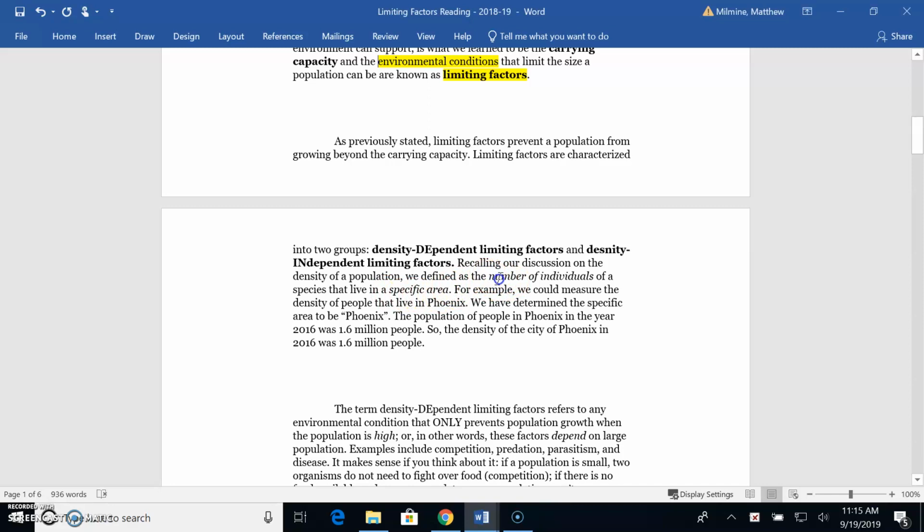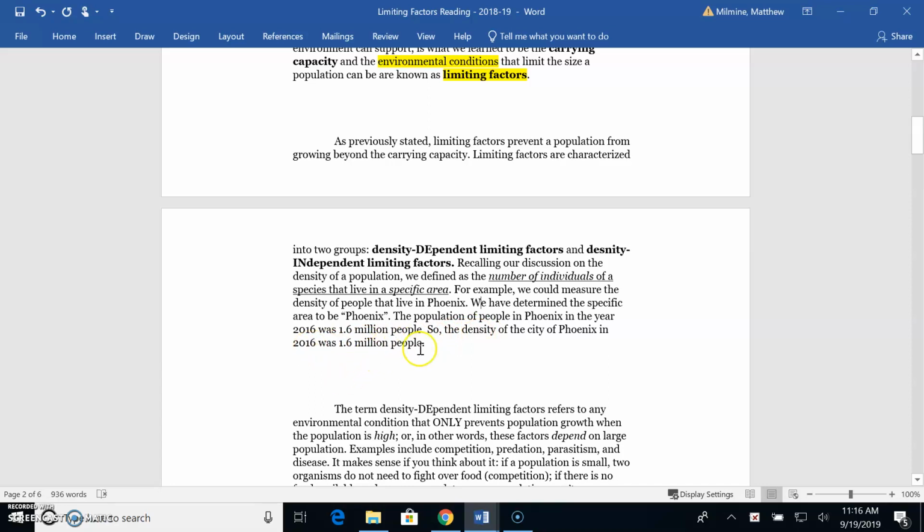Actually, right there, that's our definition of density. For example, we can measure the density of people that live in Phoenix. So how many people live in Phoenix? We have determined that the specific area of Phoenix and the population of Phoenix in the year 2016 was 1.6 million people. So the density of the city of Phoenix in the year 2016 was 1.6 million people.